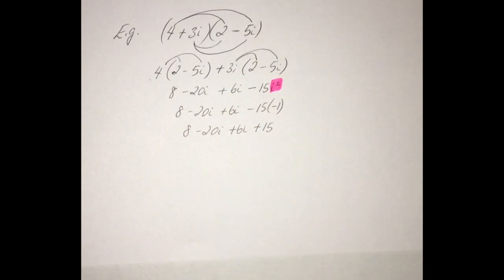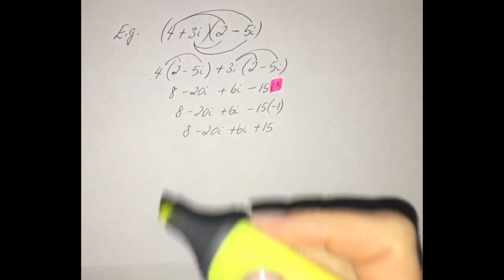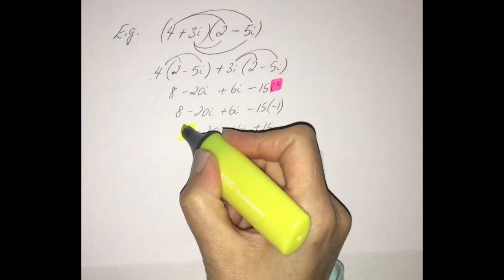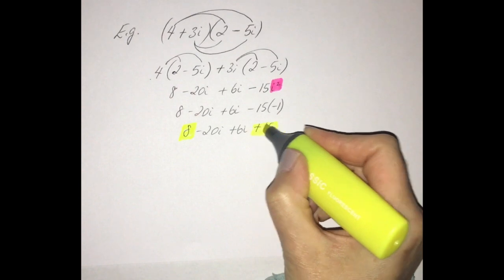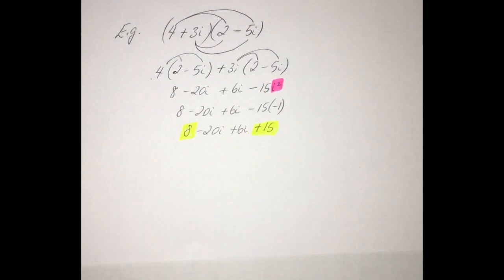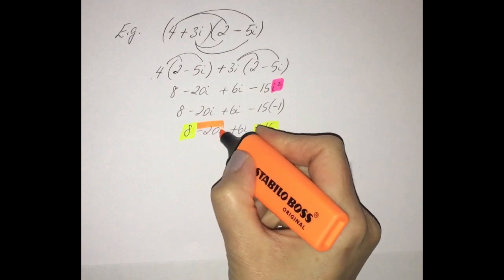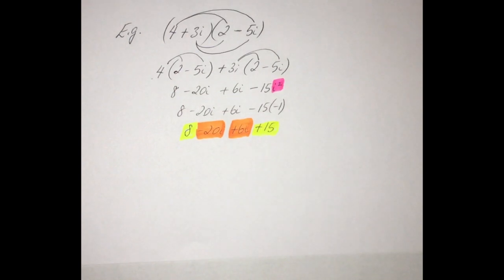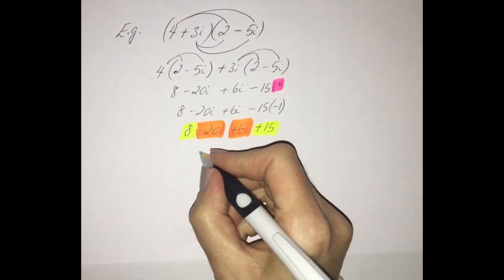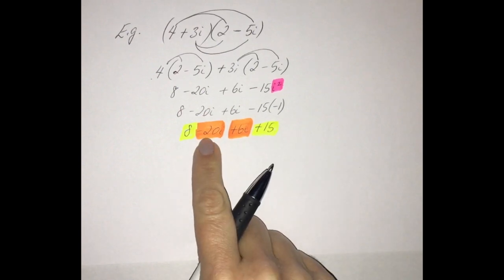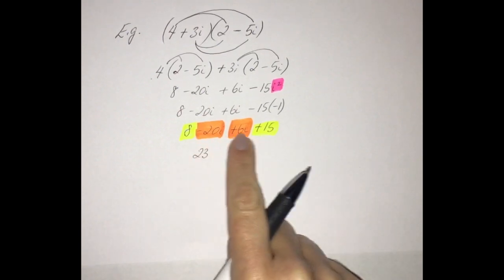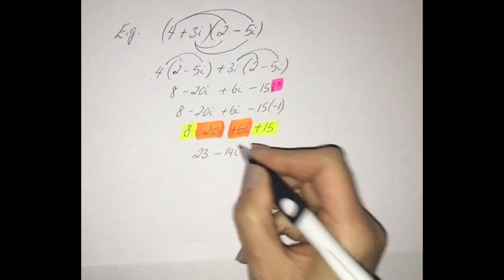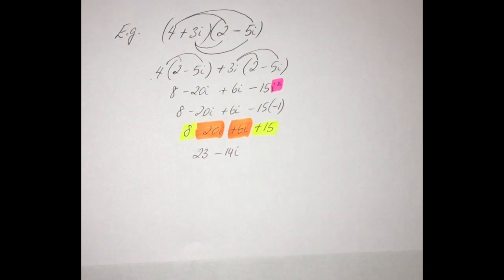And now we can tidy up our answer. In other words, we can add together to simplify this. And remember, with adding and subtracting with algebra, we can add the real with the real, and the imaginary with the imaginary. Okay, so what do we have? We have an 8 plus 15, which of course is 23, and minus 20i plus 6i, minus 20 plus 6 is minus 14. Don't forget the i. So 23 minus 14i is the answer.